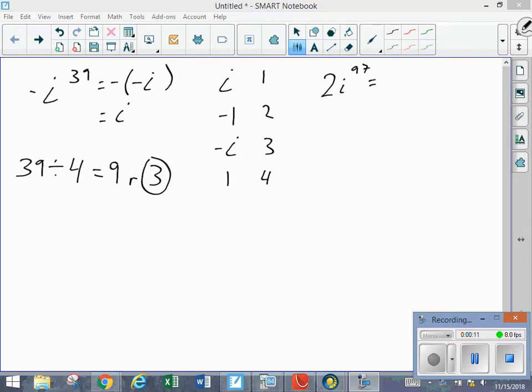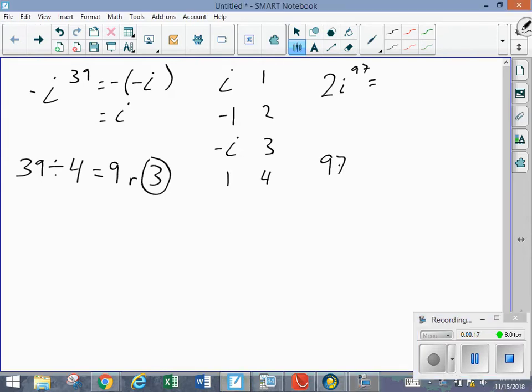All right, so I just calculated negative i to the 39th power. Let's do this one, okay? 97 divided by 4 is what? Well, 4 goes into 9 2 times, 1 left over. 4 goes into 17 4 times with 1 left over. So you get 24, remainder 1. That's all we care about, right? All we care about is the remainder.